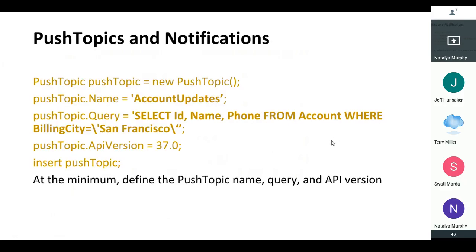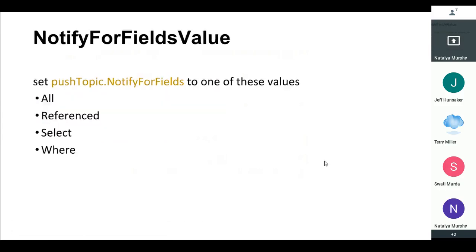This talks about, in Apex code, how do you create a push topic? So you instantiate it, give it a name, say, what kind of data am I looking for? I want name, phone, from the account object. So basically, this topic is looking for any changes to accounts in San Francisco. And then you say, what do you want to be notified about?